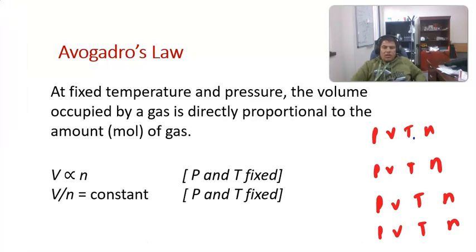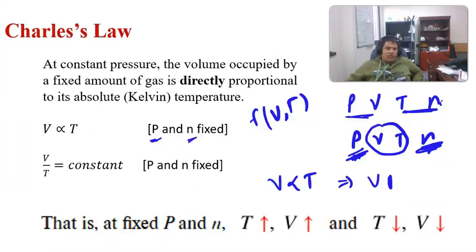So temperature and the number of moles, these two constant, this is Boyle's law. Now let me recall back. So this is Boyle's law. Let's see Charles' law: number of moles and P constant, right?